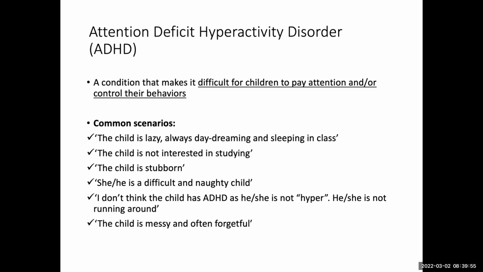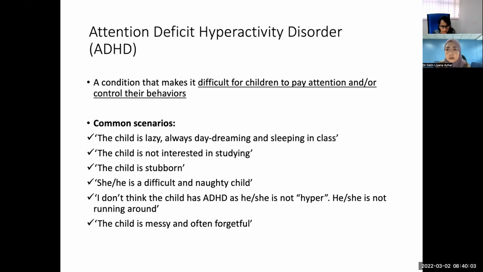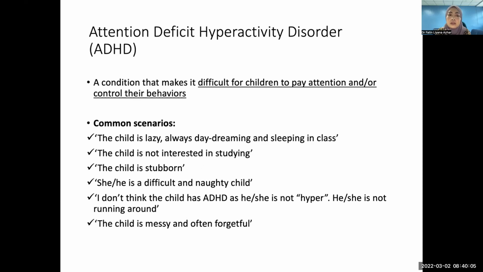I don't think the child has ADHD, he or she is not hyper, he or she is not running around. So they don't think it's ADHD just because the child is not hyper and not running around. Or sometimes we hear the child is messy and often forgetful. So these are the common scenarios. When we dig deeper, it could actually be ADHD. Why so?